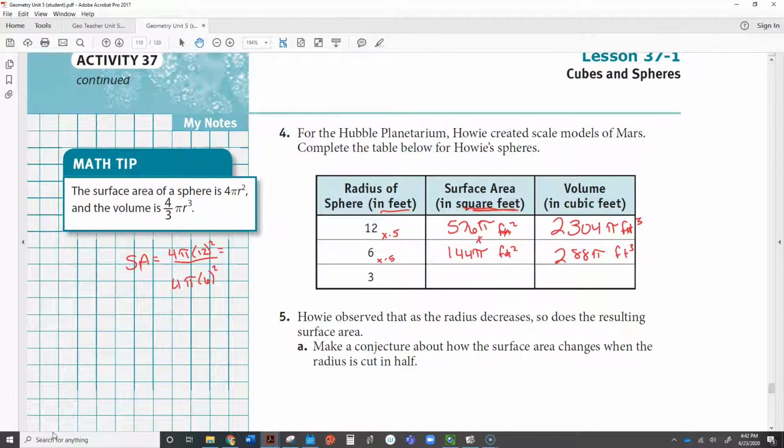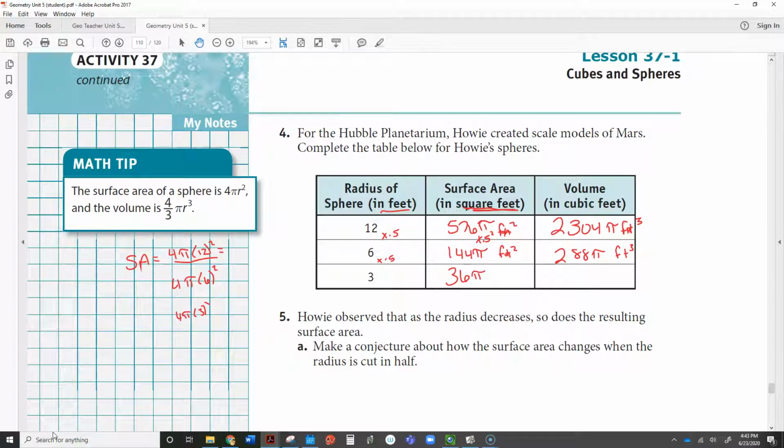So that means that if you multiply this right here times 576 times 0.25, you get 144. So this was times 0.5 squared, just like I anticipated. And I'm assuming that the change right here will be the same, but I'm going to go ahead and do 4 pi times 3 squared. So that's 4 times 9, which I believe is 36 pi.